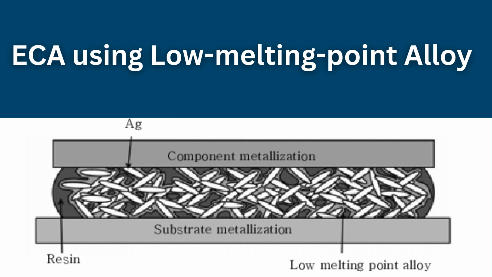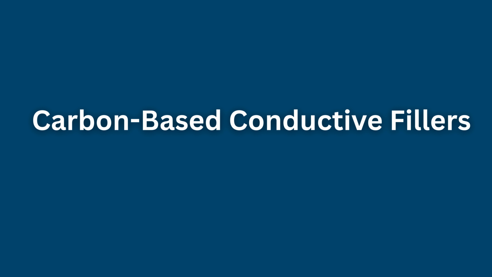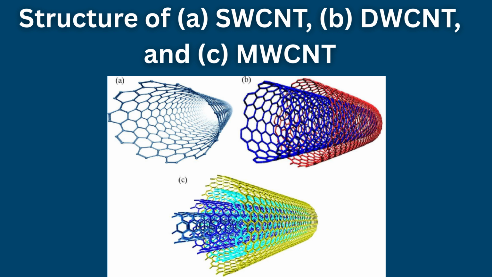Another approach combines silver flakes with low melting alloy fillers. When the adhesive is heated, the alloy melts and forms metallurgical connections between silver particles and the metallized substrate, improving both electrical conductivity and joint reliability. Carbon-based conductive fillers. Carbon nanomaterials have gained attention as conductive fillers due to their excellent electrical, mechanical, and thermal properties.